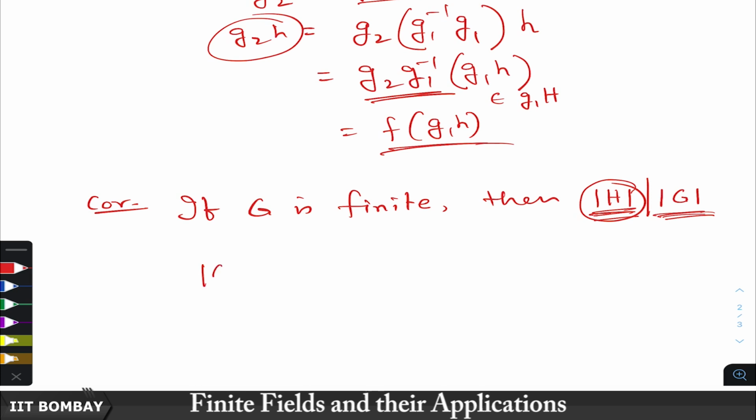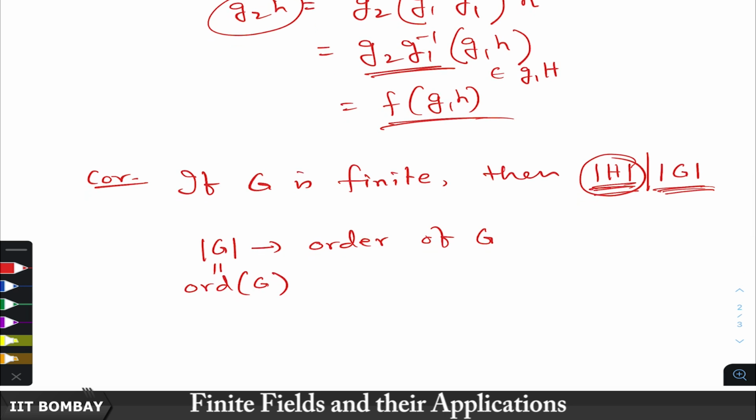This number of elements in a group is called the order of the group, order of G. This is also a common notation for that, order of G, right. And the ratio for any subgroup, this ratio is called the index of H in G.